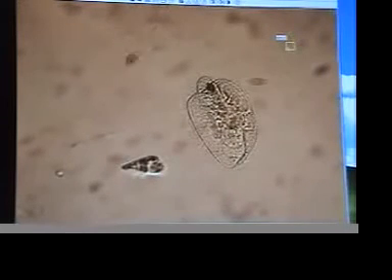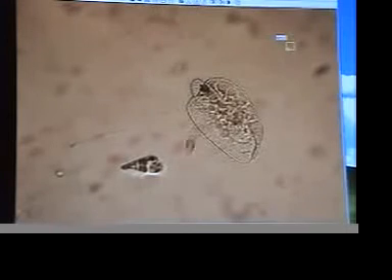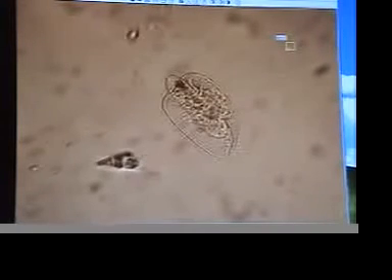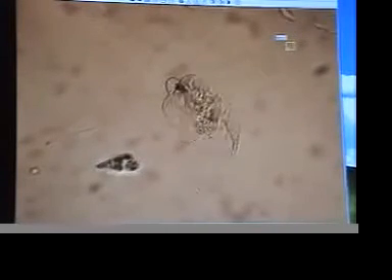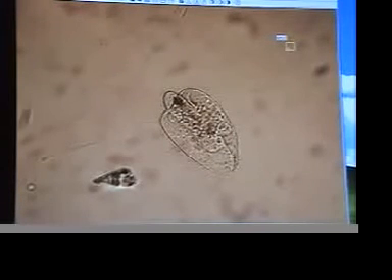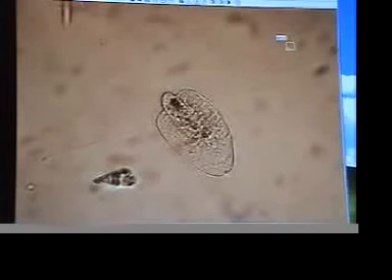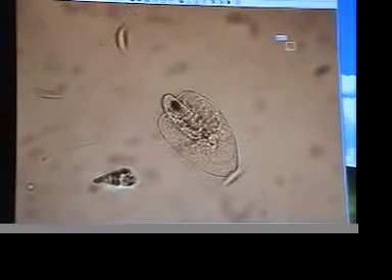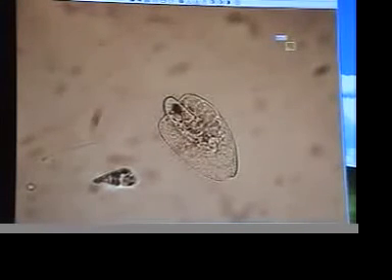cilia stop moving. You may see the mouth cilia still moving after the external cilia have stopped. In other words, the cilia around the perimeter of the organism stop moving first, and then the mouth cilia. Watch for constant changes. This is in real time.